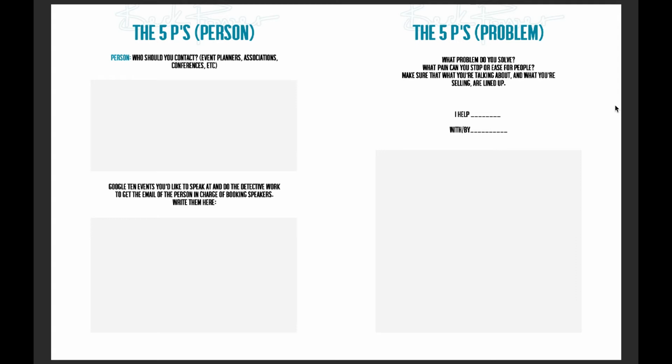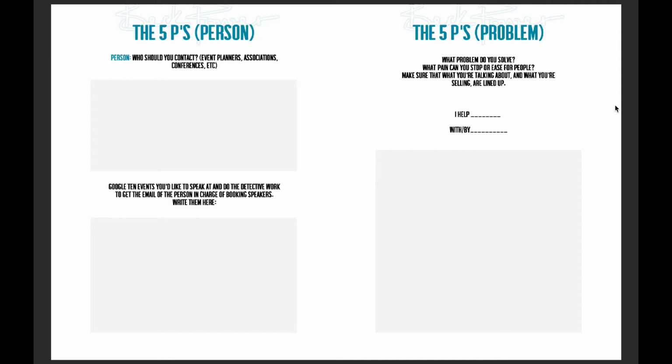If you don't have a problem that you solve yet, then this is one of the key ducks to get in a row here with the 5 Ps, because if you're not solving a problem, people will not want to buy anything from you. So you've got to figure out what they want and not what you want to create. It's taking their problem and finding a solution to it and then offering them that solution, and then they give you money for that solution and everybody is happy. So figure out what problem you can solve, what pain can you stop or ease for people.